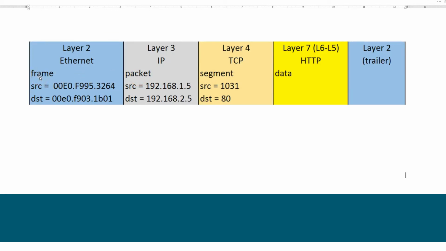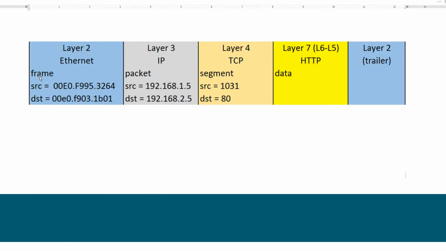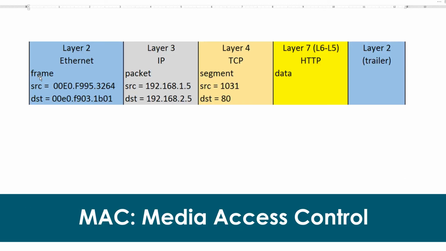Finally, the packet is encapsulated with layer 2 information. The PDU at this layer is referred to as a frame. There are several layer 2 protocols that each use their own layer 2 addressing schemes, including Point-to-Point Protocol, Frame Relay, and Metro Ethernet. But the main one covered in this course is Ethernet. The address for Ethernet is often referred to as the MAC, Media Access Control, address. In this example, both a source and destination MAC address are given.